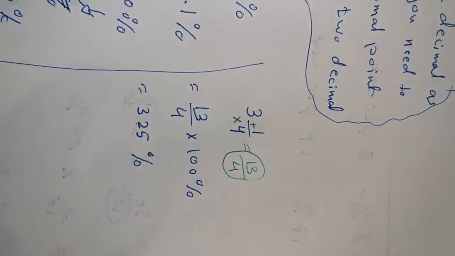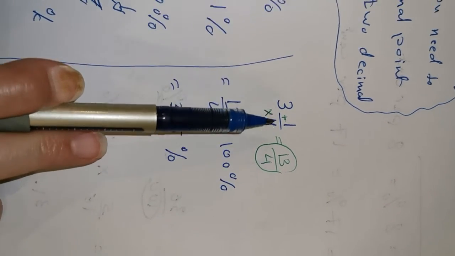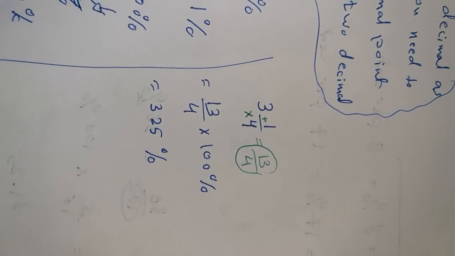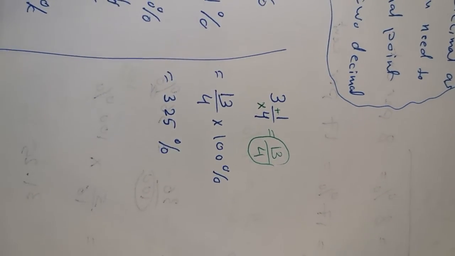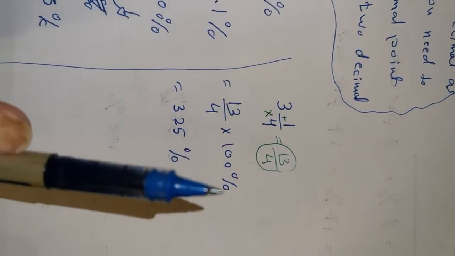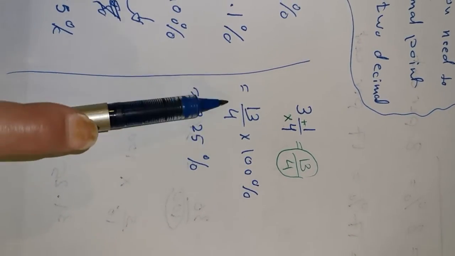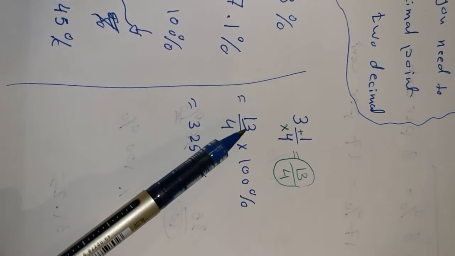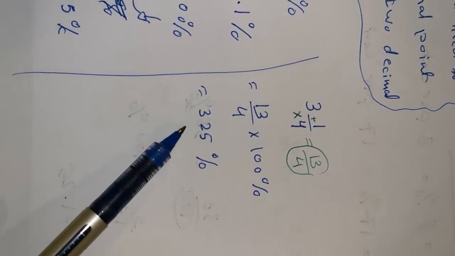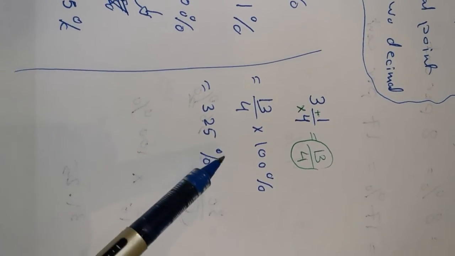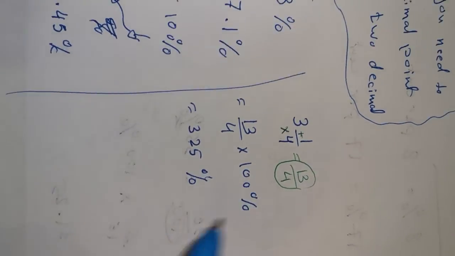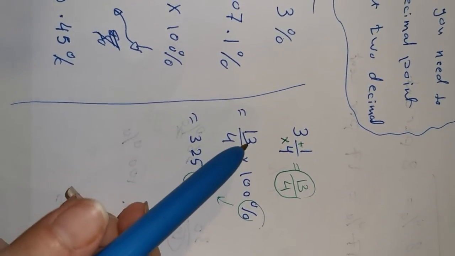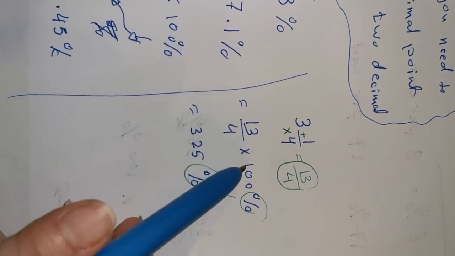Again, we need to change the mixed fraction to an improper fraction. So you need to write 13 over 4 as a percentage. The rule is 13 over 4 times 100%. By using a calculator, 13 divided by 4 times 100 and then use the percentage sign, okay? You just need to divide 13 by 4 times 100.